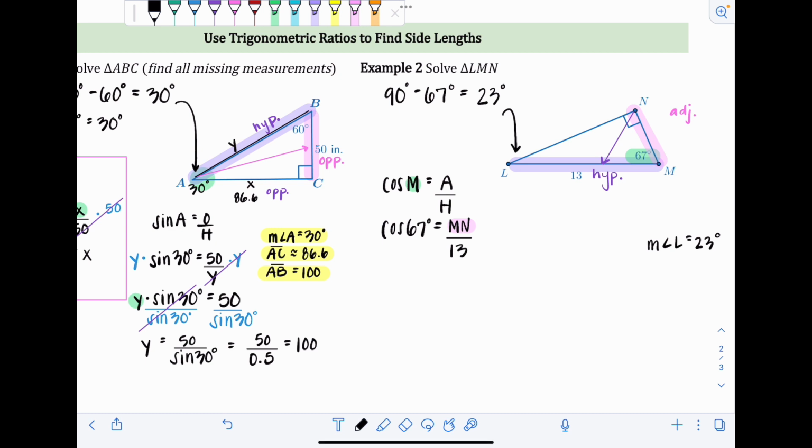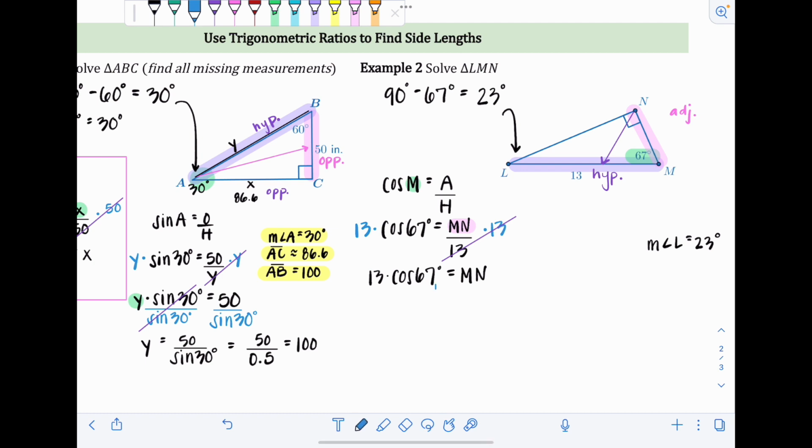And now my goal is to solve for MN. I can use inverse operations to get it by itself. MN is being divided by 13, so to cancel out dividing by 13, I would multiply both sides by 13. Multiplying by 13 and dividing by 13 cancel out. I have 13 times cosine of 67 degrees is equal to MN. So now it's ready to go into the calculator.